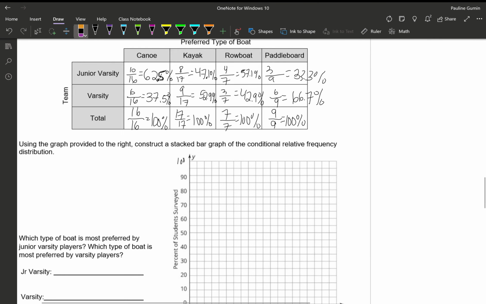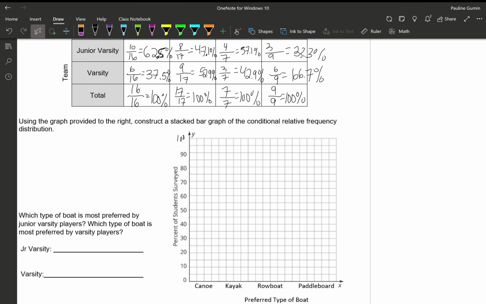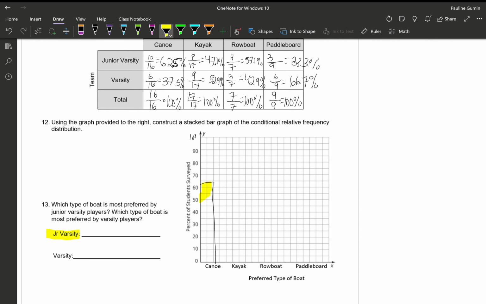Let's do canoe first. So we had 62.5 junior varsity. So I'm going to assume it's like right, oh, did I not select my pen? Okay, so 62 probably is right there for canoe. And for junior varsity, let's make it yellow. Okay. And then 37.5% for varsity, and the thing is, they add up to 100. So I know to end each column at 100, which is very nice. Let's make it green. Okay.